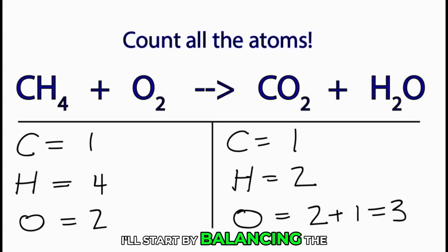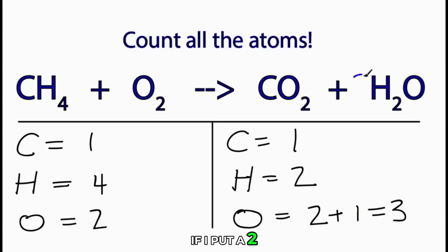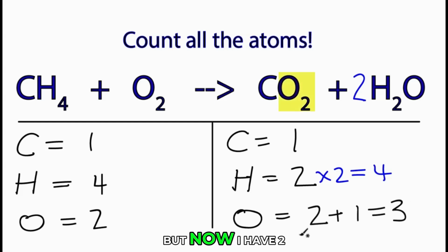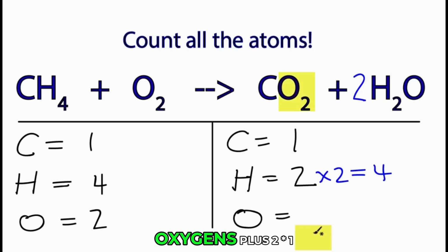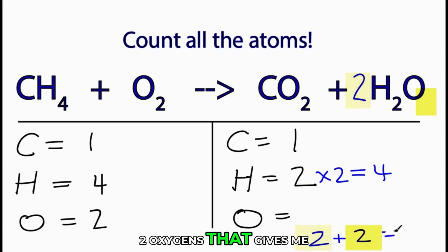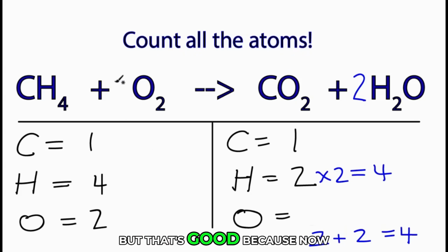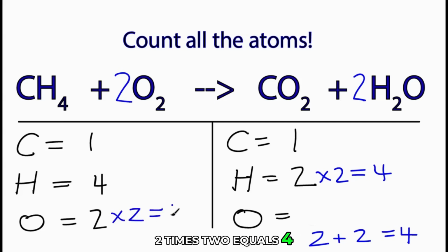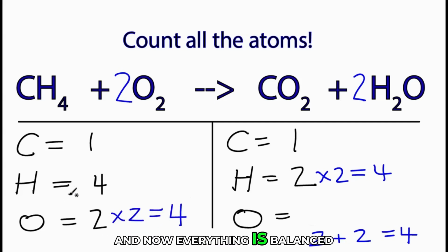I'll start by balancing the hydrogens. If I put a 2 in front of this hydrogen, 2 times 2, that'll give me 4, and that'll fix the hydrogens. But now, I have 2 oxygens, plus 2 times 1, 2 oxygens. That gives me a total of 4 oxygens. But that's good, because now if I put a 2 right here and change this coefficient, 2 times 2 equals 4, and now everything is balanced.